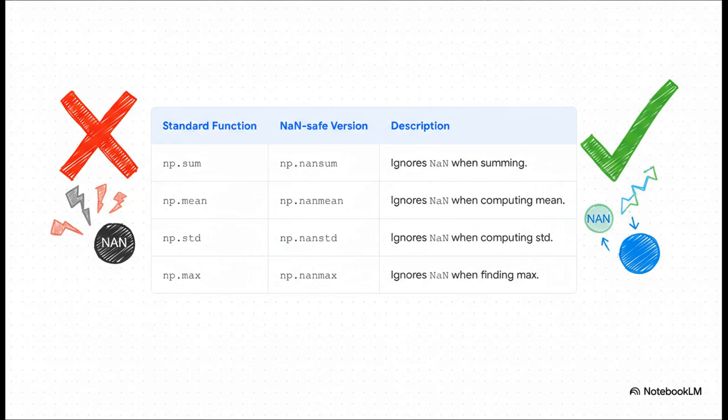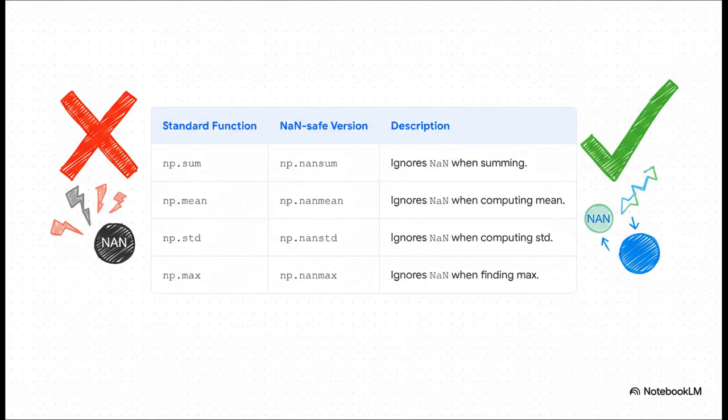In the world of NumPy and pandas, these missing values are represented by a special value, NaN, which stands for not a number. So here's the problem with NaN values. They're contagious. If you try to run a standard function like np.mean on an array that has even one single NaN in it, the entire result just becomes NaN. The whole calculation is ruined.